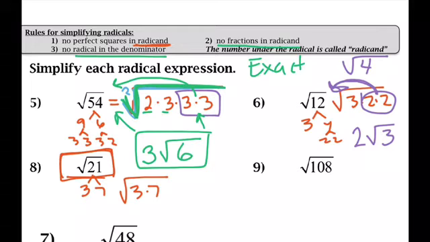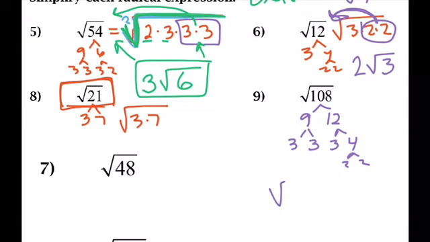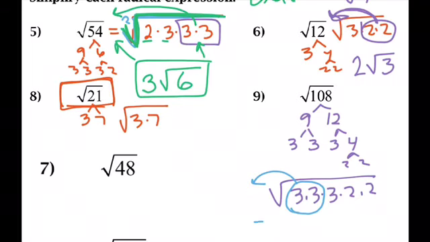Okay, number 9, square root of 108. So this is a times tables number. So 9 times 12. And 9 is 3 times 3. And 12 is 3 times 4, and 4 is 2 times 2. And so what we can do is we can write square root of 3 times 3 times 3 times 2 times 2. Now here I see a pair of 3's, and they can come out. So I'm going to put that out there.